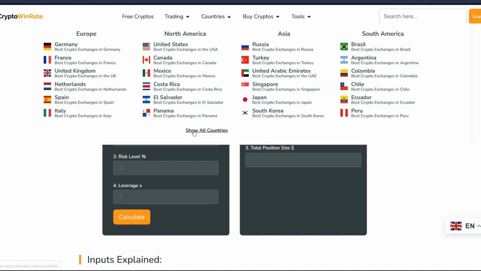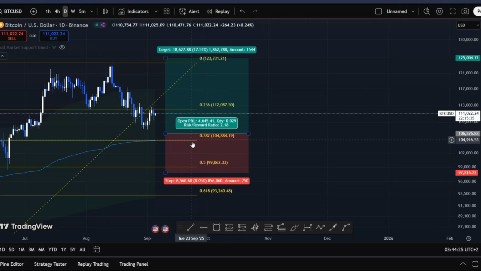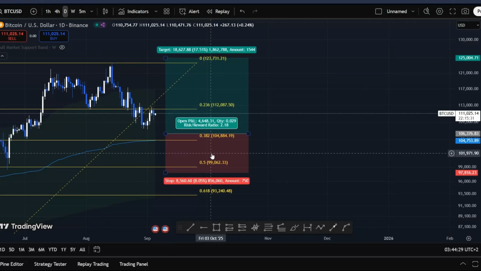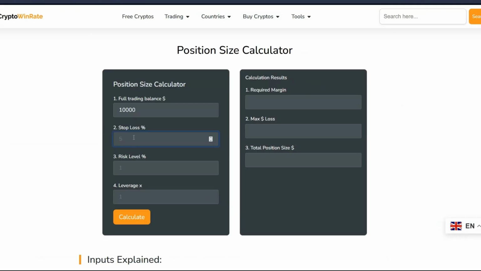There's this tool that I use. I will link it in the description. That is the position size calculator. And first thing I do is I type down the full trading balance on my channel account, just in case. And the stop loss percentage. What is that? Is this number. You're going to see it show up here. 8.05. So 8.05%.